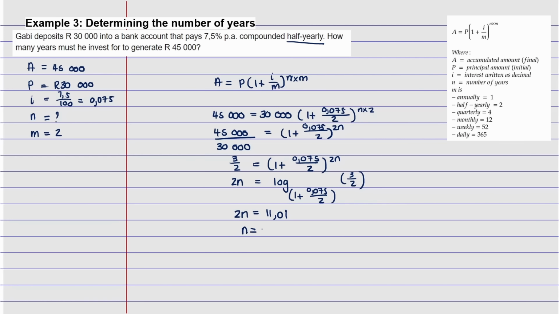So n is equal to 11.01 divided by 2, which gives 5.505. So n is approximately, always round up, 6 years. So the answer here is 6 years.